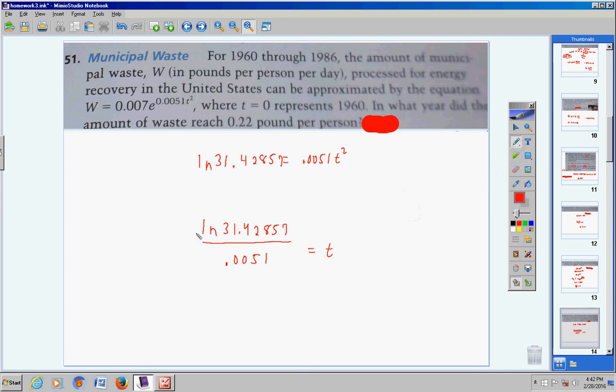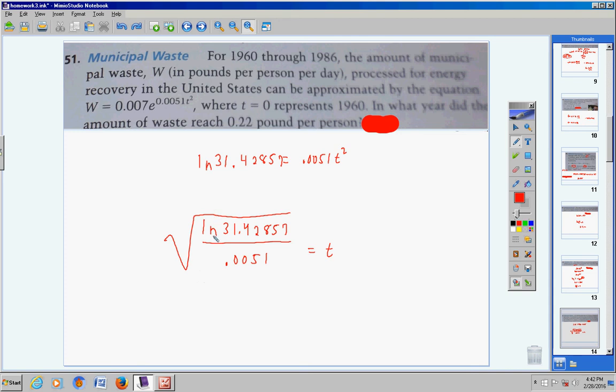If I take the square root of the right side, normally you would put plus minus. But this is a word problem, and there's no way time can be negative. So we're just going to use the positive. So here's what you do with your calculator.